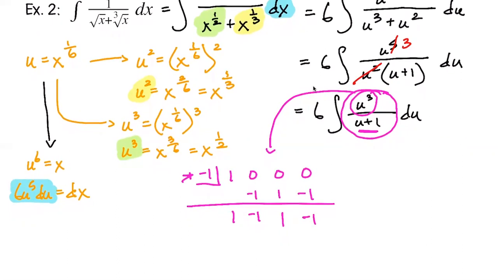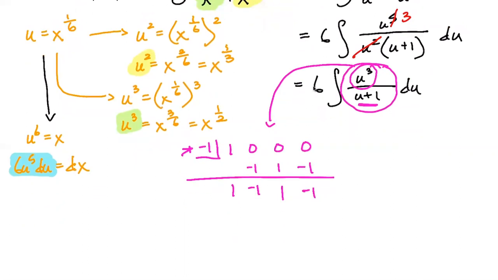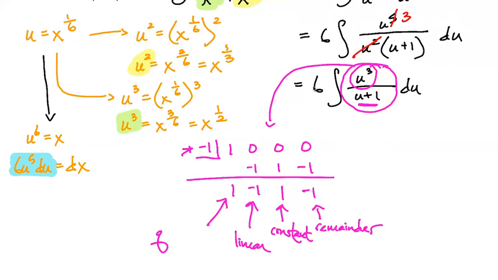But here's what this means, all right? We've got our remainder. This is our constant. This one is the coefficient for a linear term. And this one is the coefficient for the quadratic term.